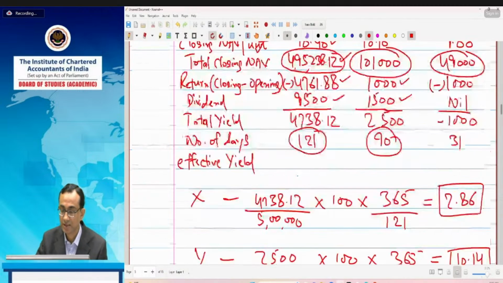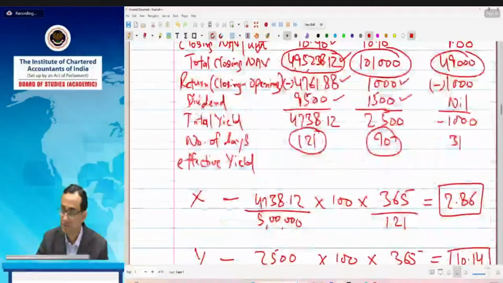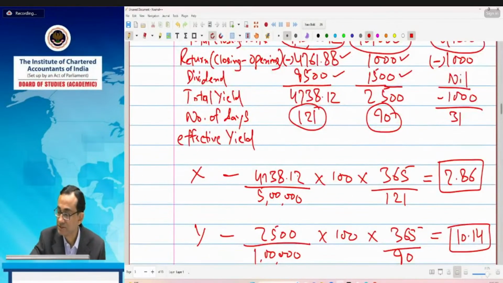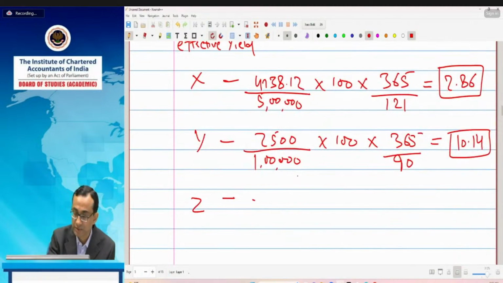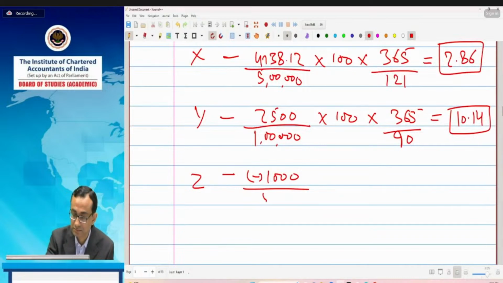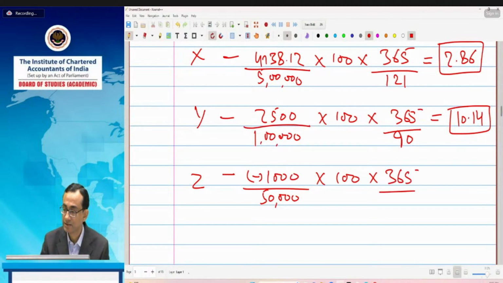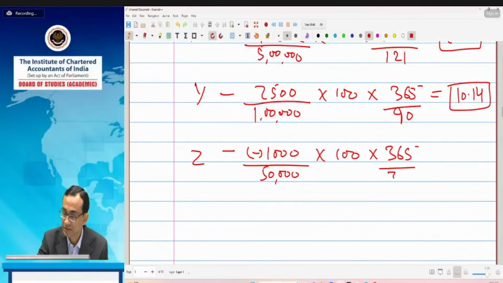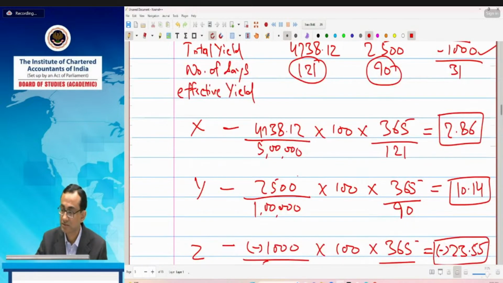Now Z: the total yield is in the negative figure. It is minus 1000. This figure is the total yield in case of scheme Z. So minus 1000 divided by the initial investment, which in case of scheme Z is 50,000, into 100 into 365 divided by the number of days the investment is held, which is 31 in case of Z. So let us calculate it. It will come in the negative figure itself, this effective yield, minus 23.55. So this is how the effective yield is calculated.